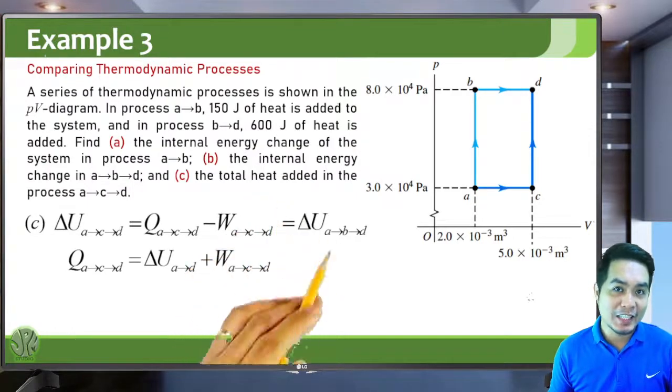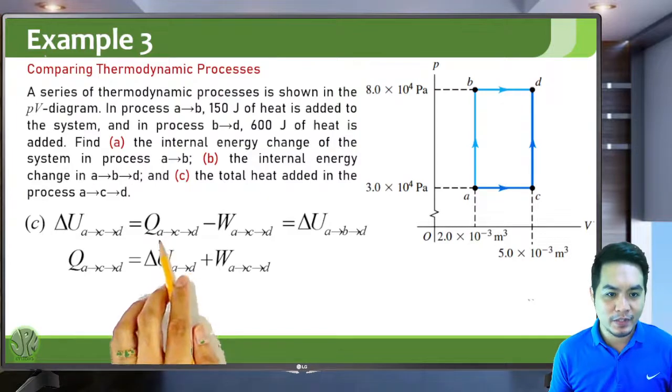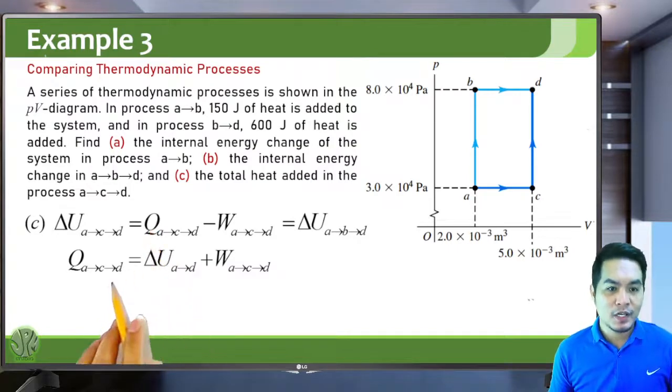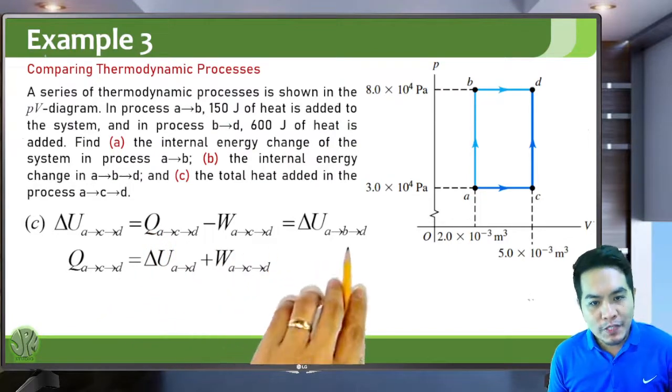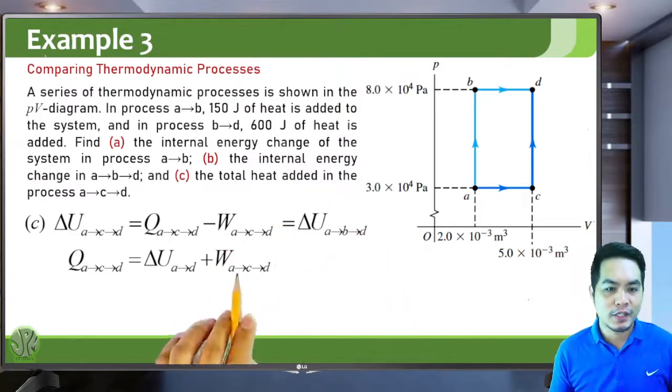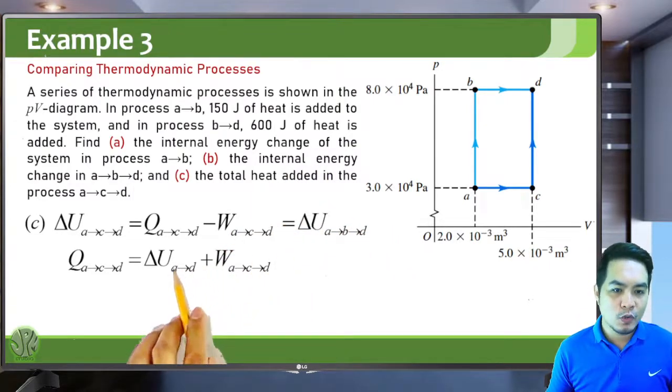the total heat added in the process A to C to D. So this term here, total heat added from A to C to D. So this Q is the unknown in the problem. So working on this equation, we transpose this term here on the other side of the equation, and it becomes positive. So we already know this.